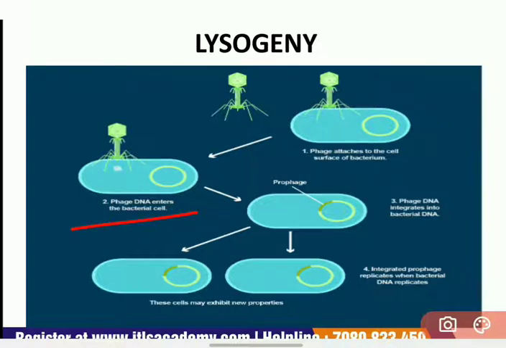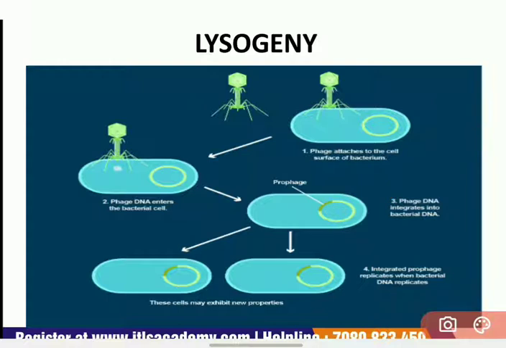Step 2, phage DNA enters the bacterial cell. This also will be the same as we learned in the lytic cycle. The process of insertion is the same in both cases. After that, third point, phage DNA integrates into the bacterial DNA. This is the major difference between the lytic and lysogenic cycle.